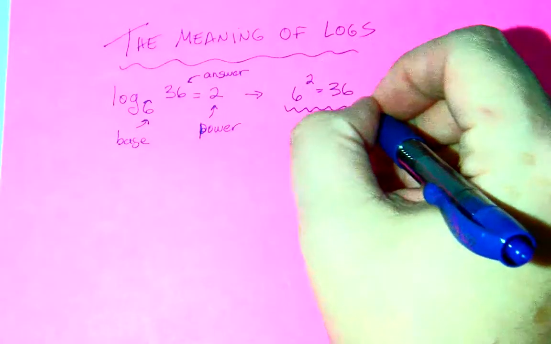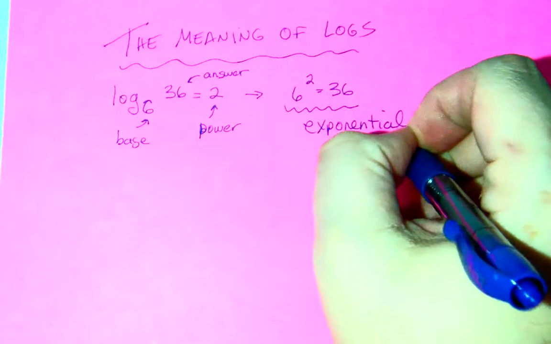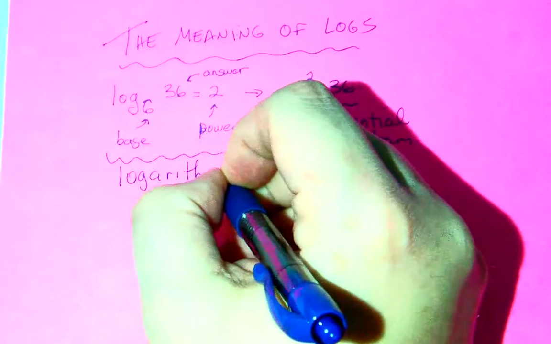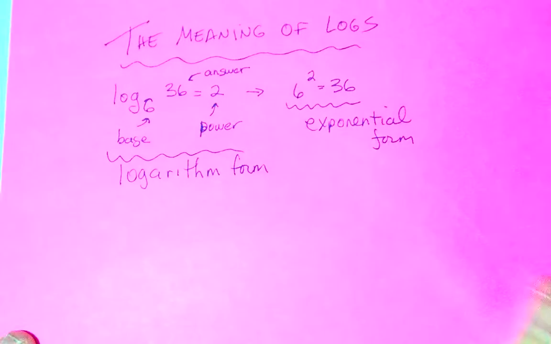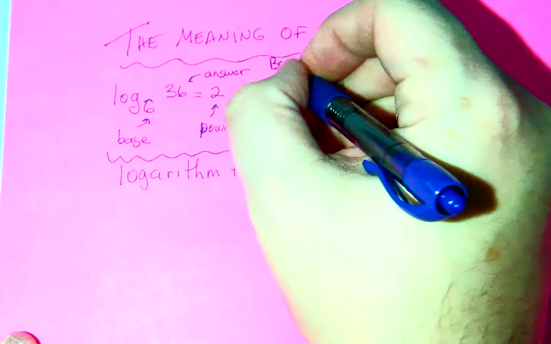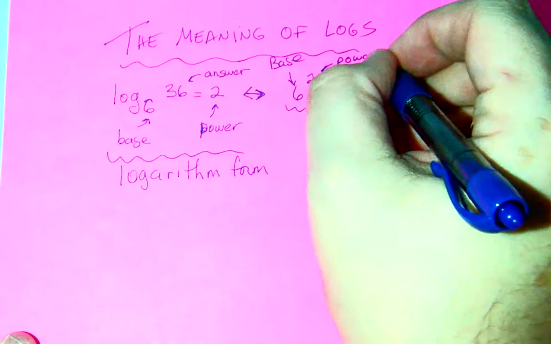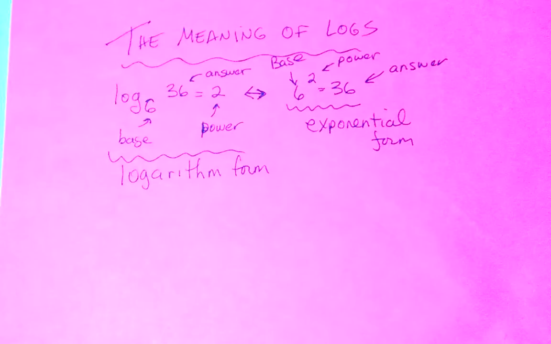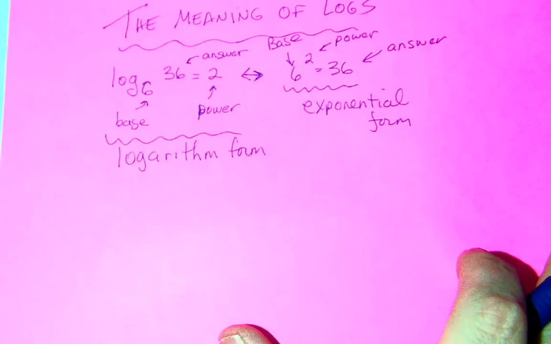So what we call this is exponential form. This is the logarithm form. Between those two, you need to be able to move back and forth, because there's your base, which was the base from here. There's your power, your exponent, and here is your answer. So everything is there, and being able to go from one to the other is what you need to be able to do.